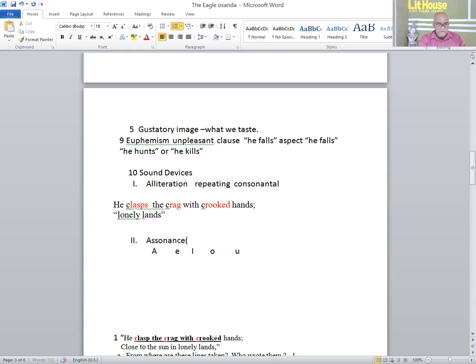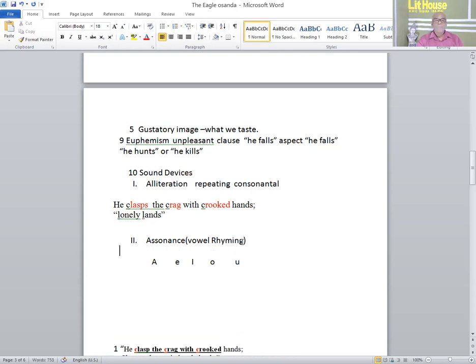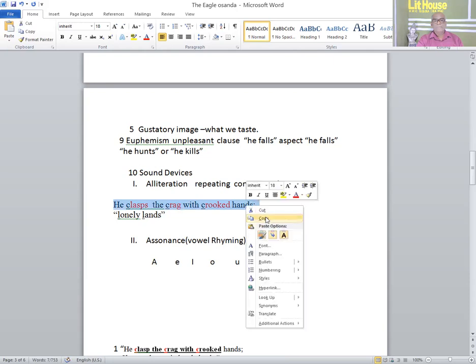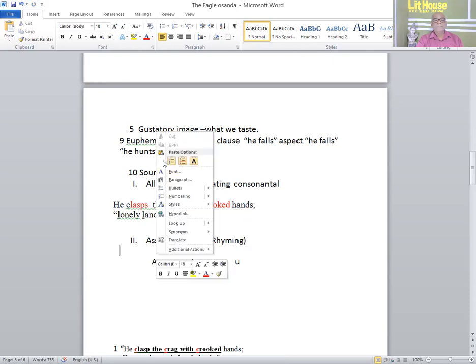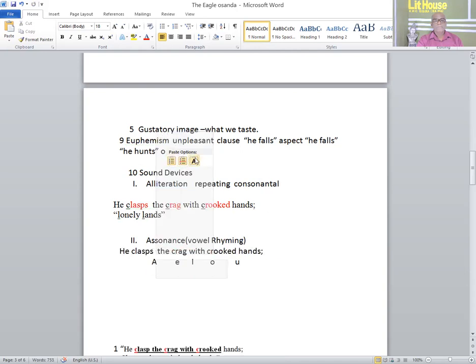We call it another name, vowel rhyming. Sometimes we call it that way, vowel rhyming. Right. Now let's see. We'll take the same line. He clasped the crack with crooked hands.